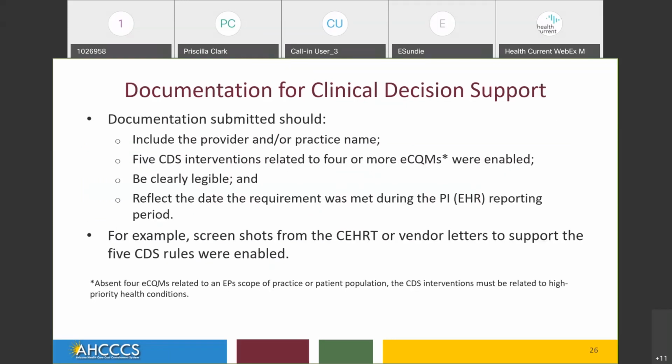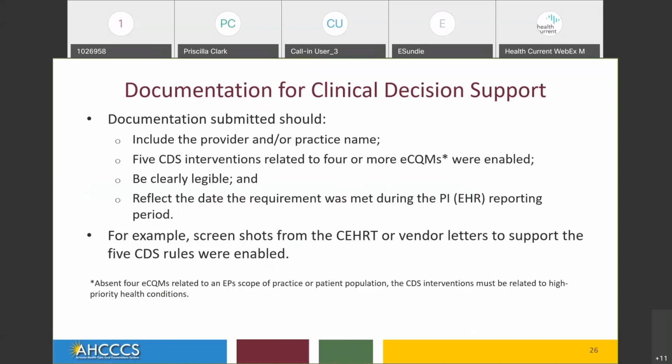Documentation for clinical decision support. The following documentation that is submitted should include all 4 of these items. It should include the provider or practice name. The documentation should include the 5 CDS interventions related to 4 or more eCQMs that were enabled. It should be clearly legible, and it should reflect the date the requirement was met during the PI reporting period.